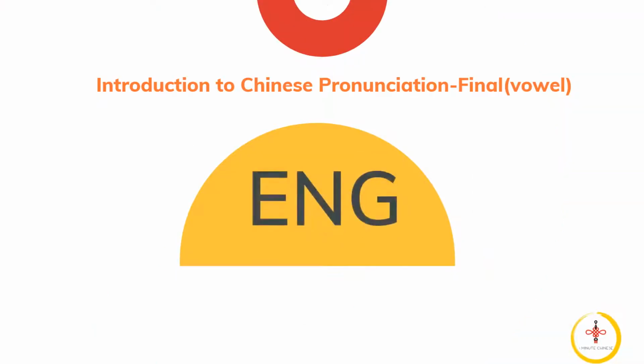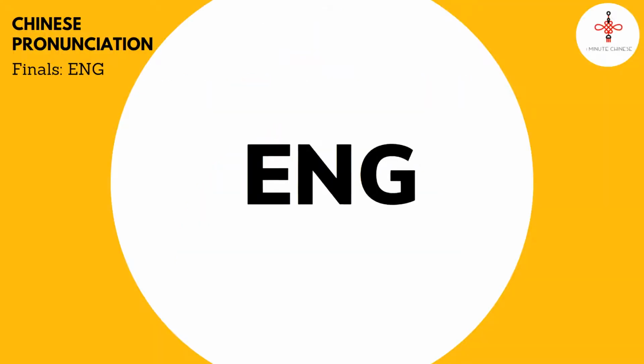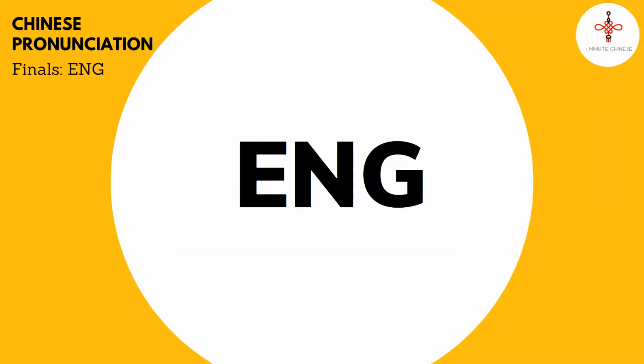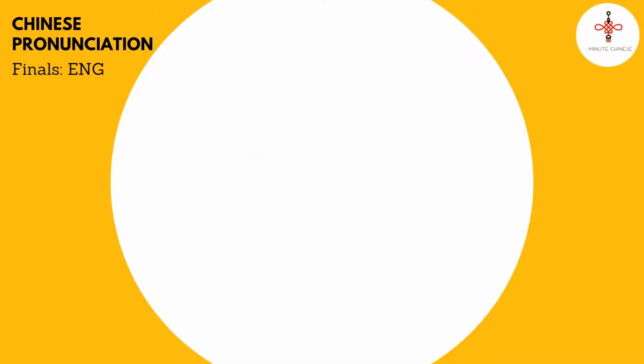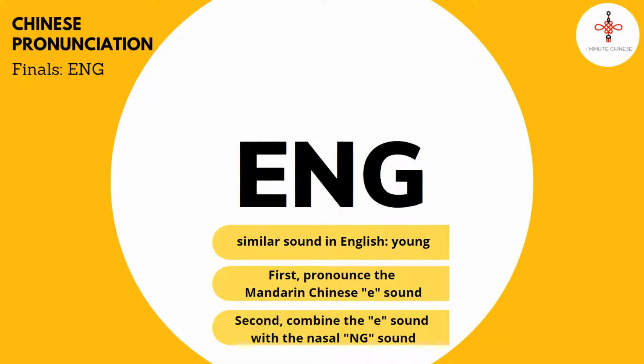In this lesson, we will talk about the final ong. When you see the English letters ENG in Pinyin, the pronunciation is ong. It's like the UNG in the English word young, but the G sound is barely pronounced. Say ong.